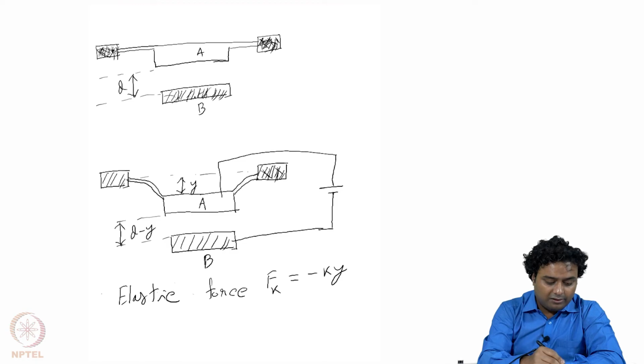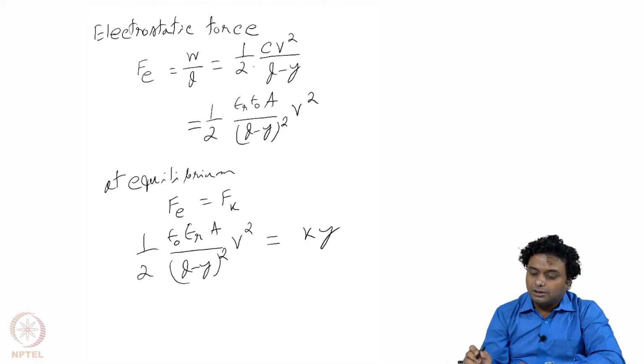Now, what is the electrostatic force? The electrostatic force is half into some constant divided by d minus y whole square. Now, d minus y whole square is like a parabola equation, like y square is equal to 4ax, where on one side you have power 1 and on the other side you have power 2. So the displacement has a quadratic power, whereas the force is only unity power.